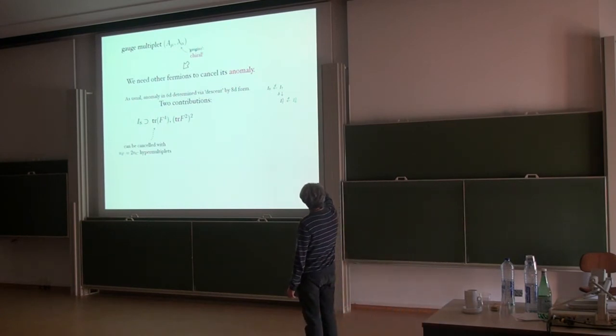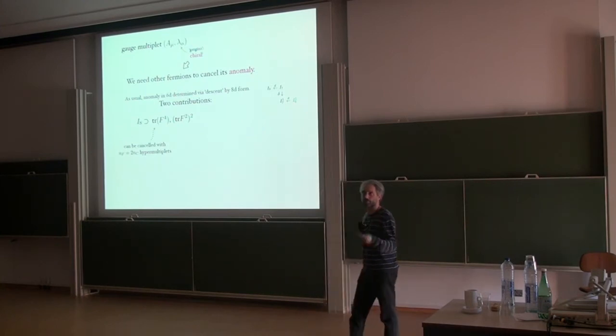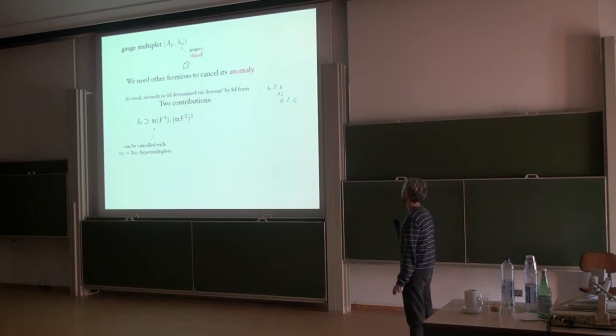Do you have this descent formalism, by the way? In case you don't remember, you start with this eight-form polynomial, and it's a formal object that allows you, with a couple of steps, to arrive at this I6, which is really the variation of the action under a gauge transformation.